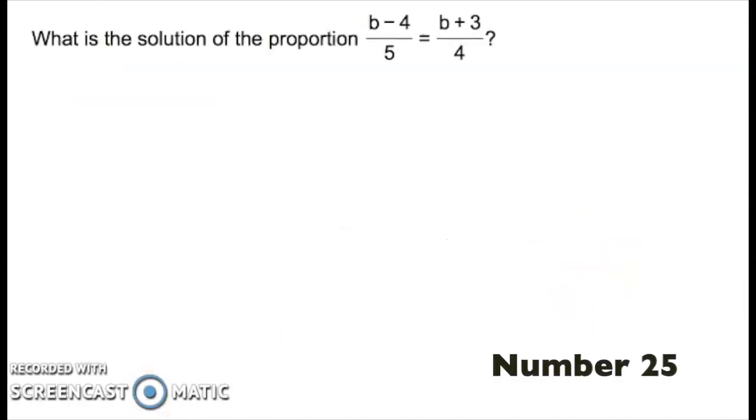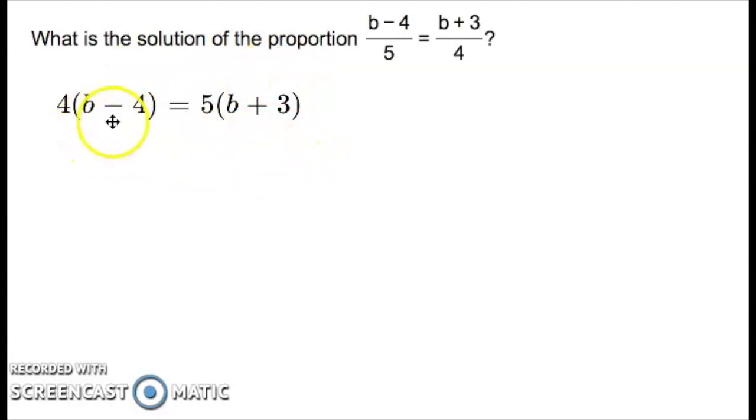We are solving this proportion. We cross multiply, so b minus 4 times 4 equals 5 times b plus 3. So writing it out, 4 times b minus 4 equals 5 times b plus 3. Don't forget the parentheses. Now we distribute. So 4b minus 16 equals 5b plus 15.